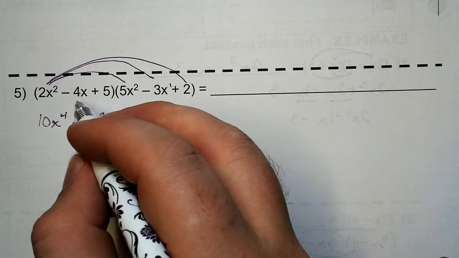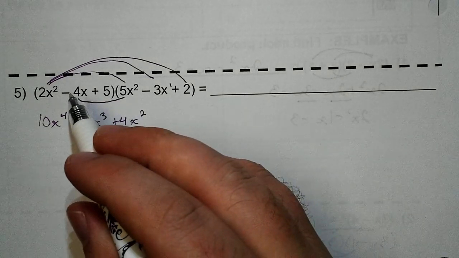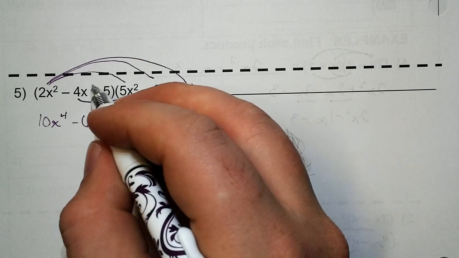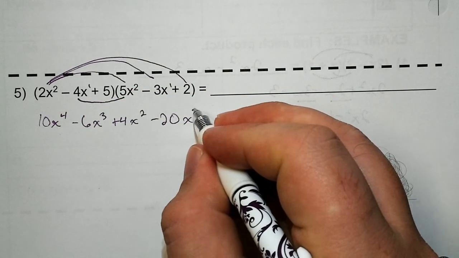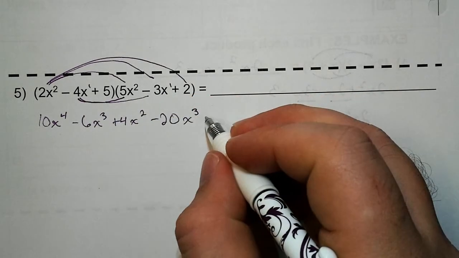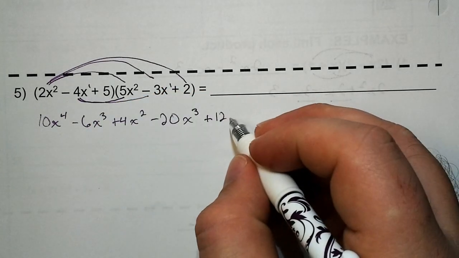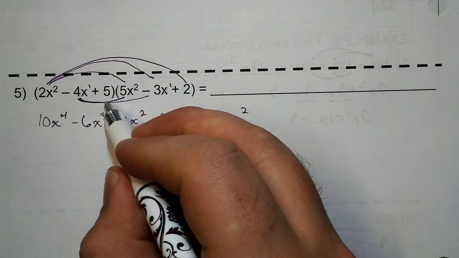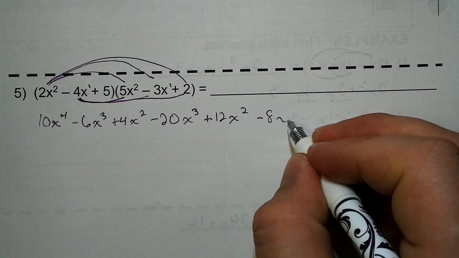Now I'll move on to my next term. This is negative 4x times 5x squared. Negative 4 times positive 5 is negative 20. There's 1 x here, there's 2 x's there, so it's going to be x to the 3rd. Negative 4x times negative 3x will give me positive 12, and then there's 1 x here and 1 x here, so it's going to give me x squared. And then negative 4x times 2 will just give me a negative 8x.